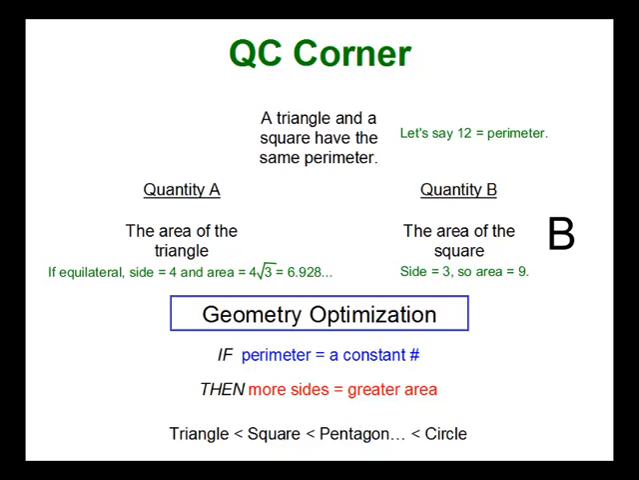I would add this second generalization, which is the more regular the shape, the better. And we'll see a better example coming up. So an equilateral triangle will have greater area than some other triangle with that same perimeter.